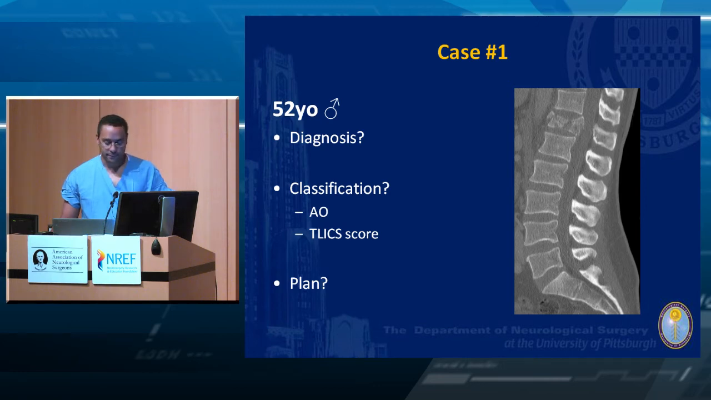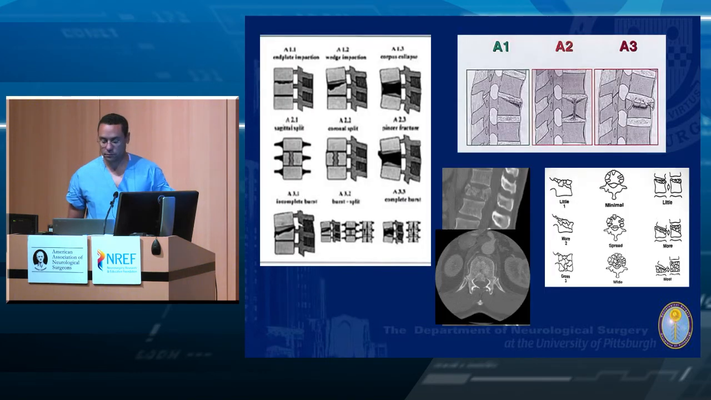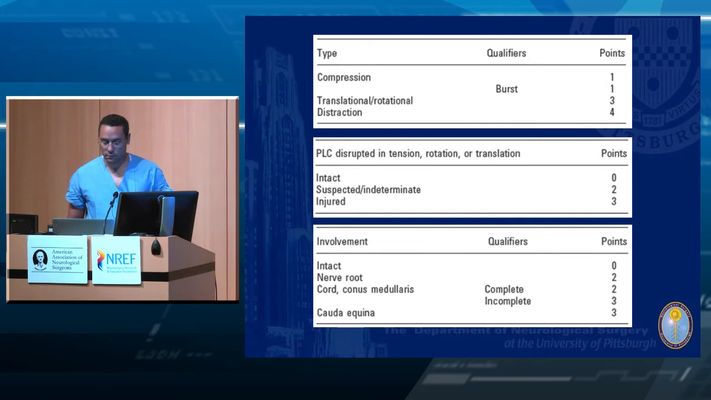So for him, he's neuro intact, and his TLICS score is a 2. Based on our discussion of bracing, I think I would just watch him, have him come back to clinic in 3 to 4 weeks. Maybe just get plain films and make sure that's stable, make sure he has no other symptoms, and just continue to follow him. Have him return to clinic if he has any problem.